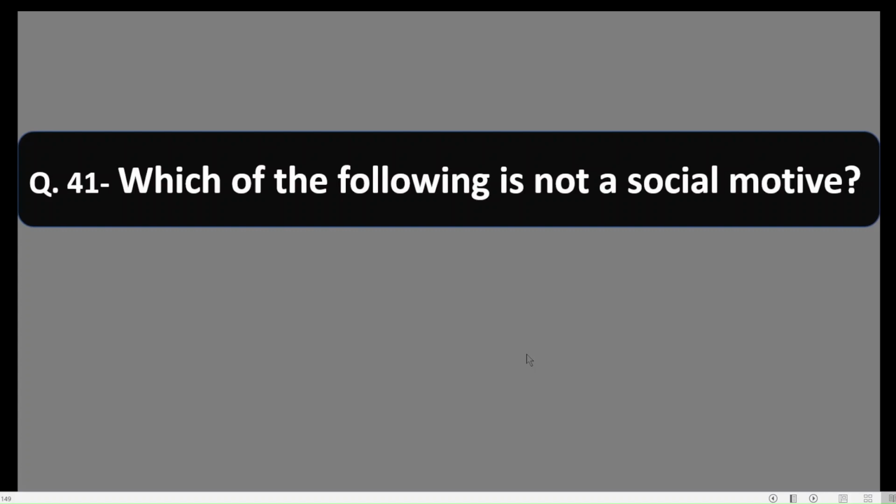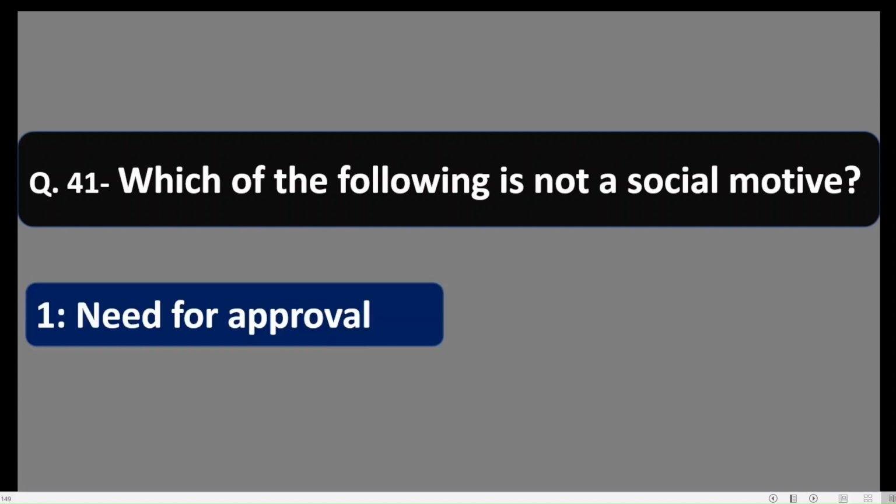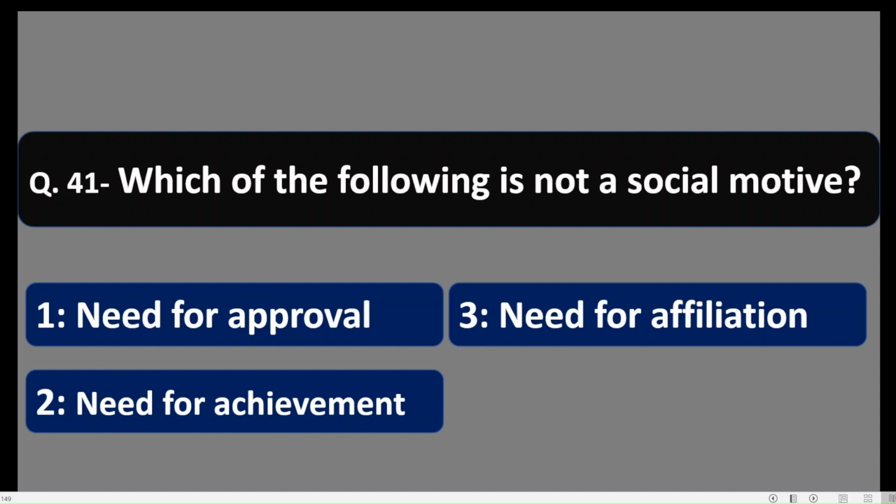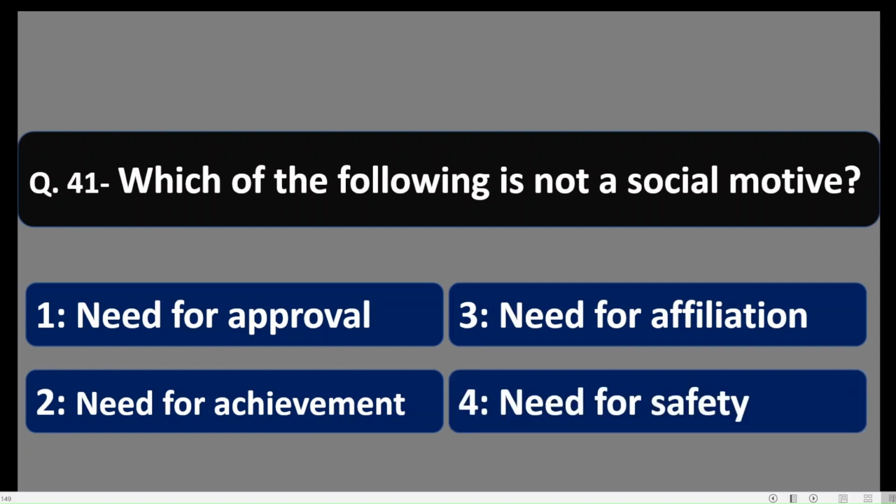Question number 41. Which of the following is not a social motive? Let us see the options: need for approval, number 1; need for achievement, number 2; number 3, need for affiliation; and number 4, need for safety. Friends, the needs shown in options 1, 2, and 3 are social motives because these needs are fulfilled by being associated with the society, group, or family. But the need for safety is the primary need of the person. After physiological needs, the person wants to be safe. So need for safety is not a social motive. Option number 4 is correct.